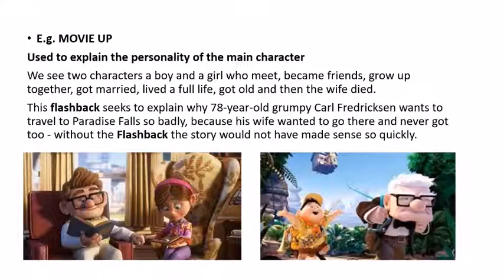Without the flashback, the story wouldn't have made sense so quickly. So the flashback was actually a story in itself, but it was done for you to understand why he's so grumpy, understand why he's doing what he's doing, and to keep track of the story. So it really explains the personality of the main character.